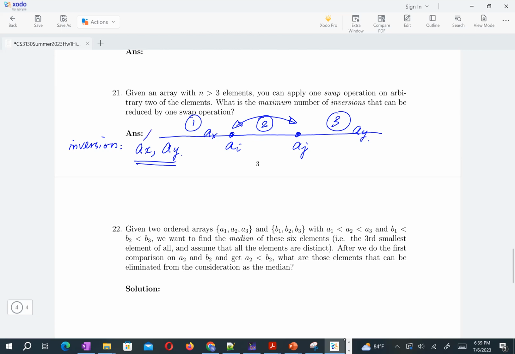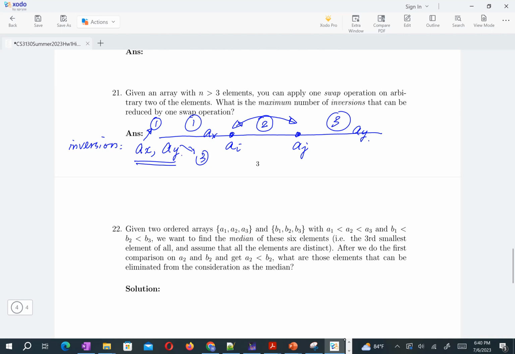When A sub X is in region 1, A sub Y in region 3, before that swap, after that swap, this pair, if it is an inversion or not, the answer is the same, right? When we do this swap operation, we do not change the inversion counting on this pair. That means no impact, okay? Elements at the left-hand side, at the right-hand side, right? Think about that.